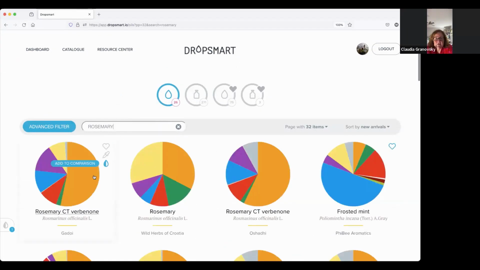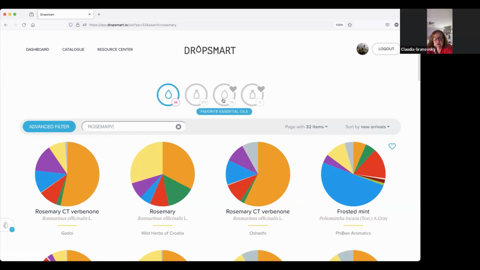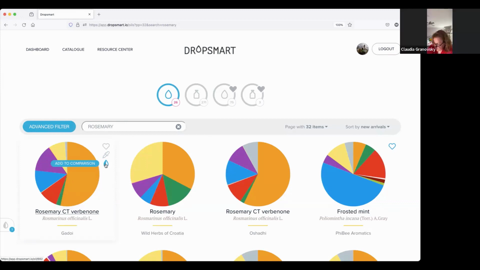Where is the comparison? So you have this tool. This is when you put it into favorites. So these are, for example, oils that you use frequently, and they will be in this little heart here. This is the blend, okay. And this is the comparison. So what I always do first is compare oils.